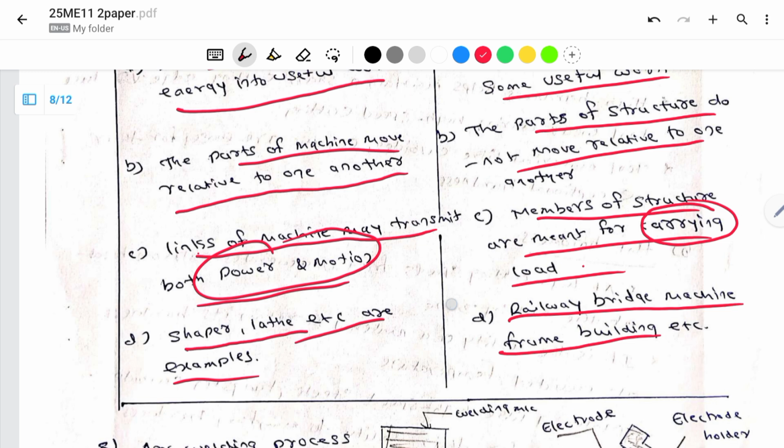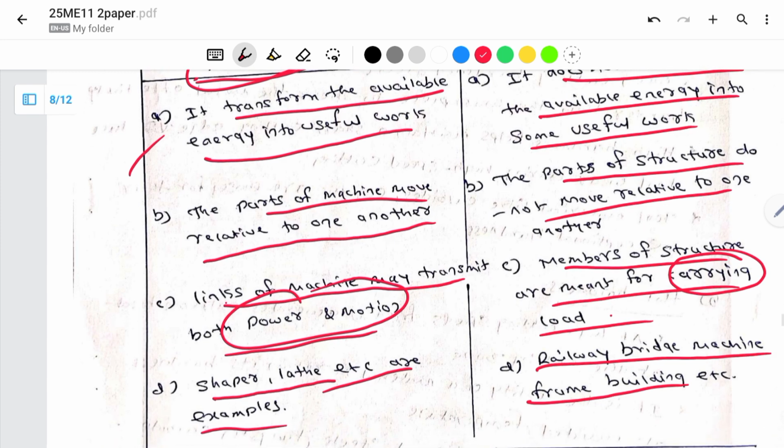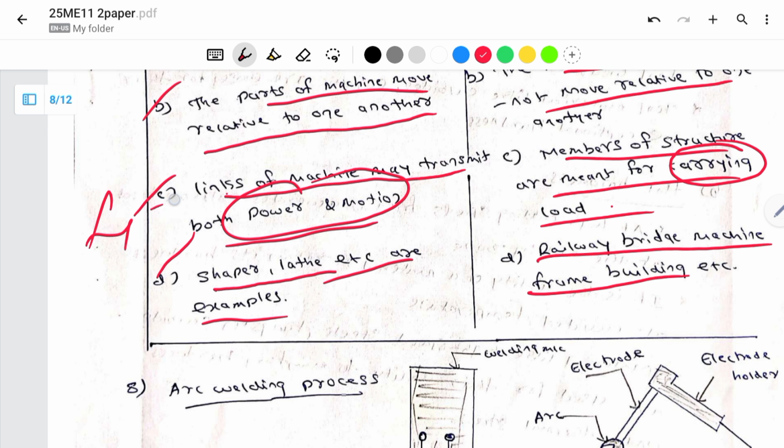So more points, you need to write more points. If it has been asked for 5 marks, here 1, 2, 3, 4 points have been written. You will get only 4 marks for this one if they are correct. So one more point you need to write to get the 5 marks. Okay.